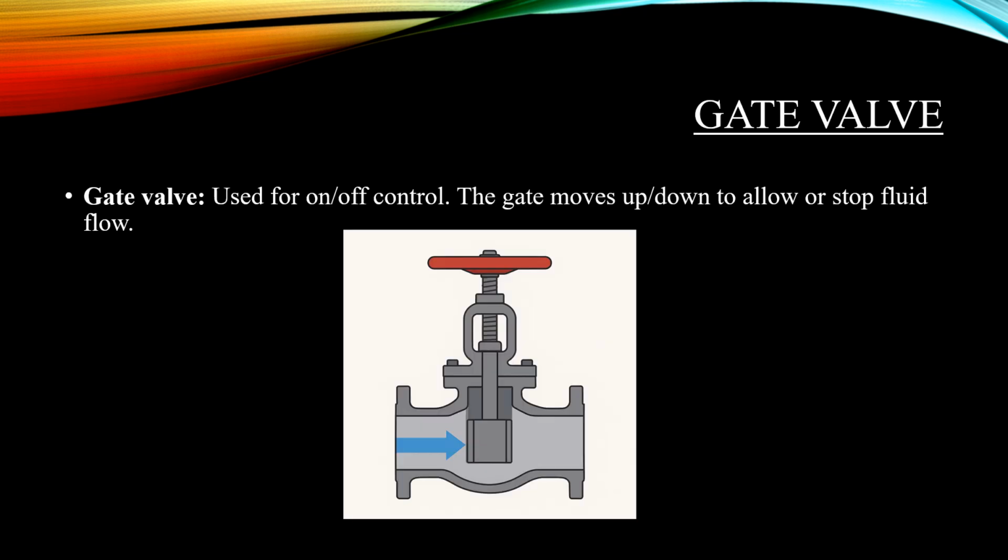Let's discuss various type of valve that are usually used in chemical industry. So first is gate valve. So gate valve are used for on or off control. The gate moves up and down to allow or stop the fluid flow.